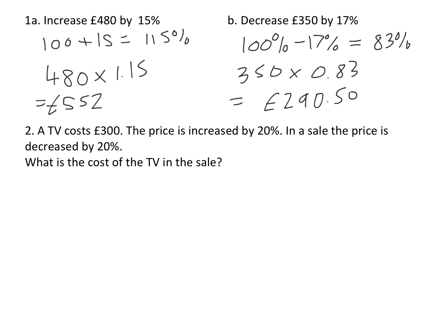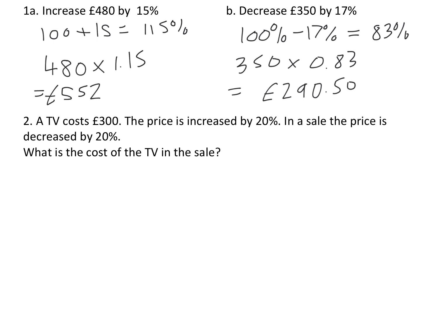Question 2. A TV costs £300. The price is increased by 20%. In a sale, the price is decreased by 20%. What is the cost of the TV in the sale? So if we first of all increase it by 20%, the multiplier there would be 100 plus 20, 120, or 1.2 as a decimal. So 300 times 1.2 is 360. So that'll be the cost after the price increase.